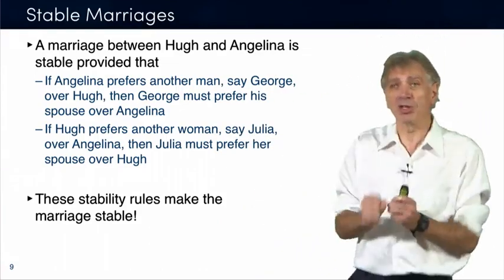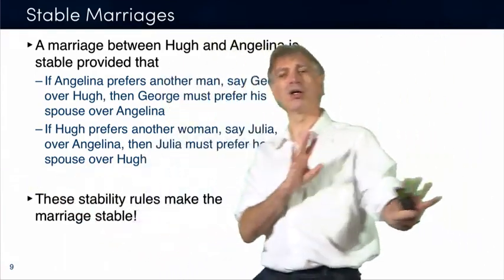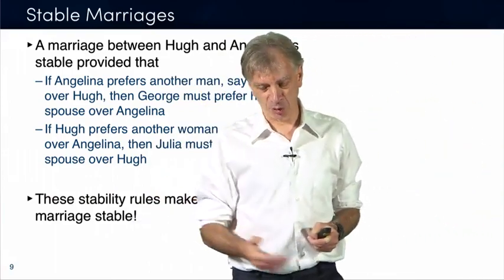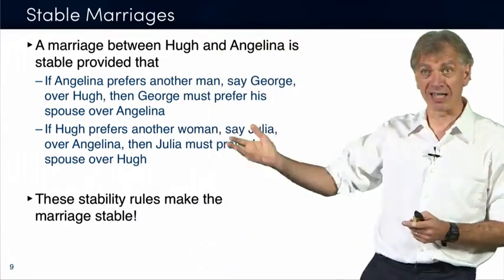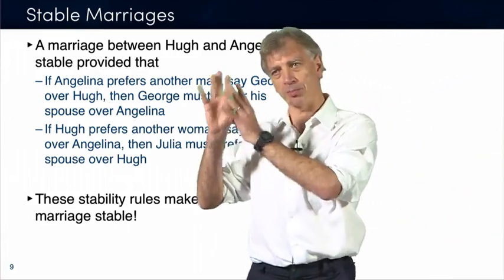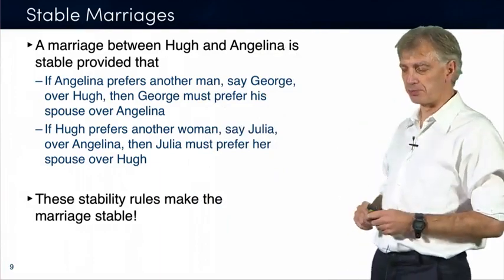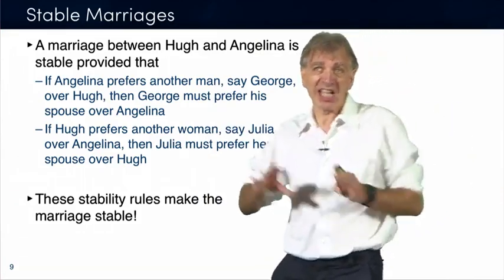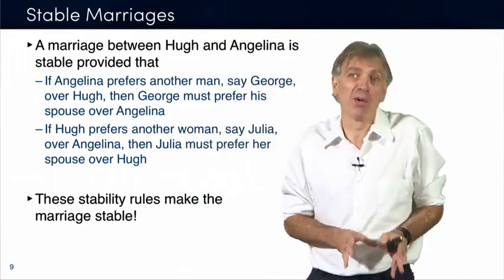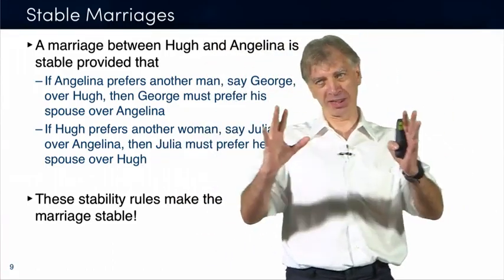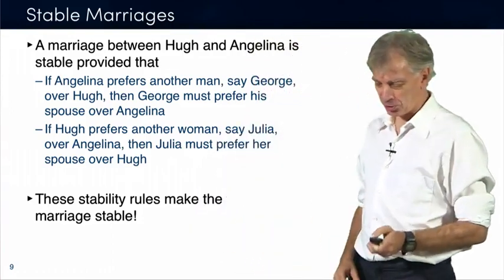So Angelina wants to switch to George, but George says, no, I'm fine. And of course, you have to have the opposite rule. So if Hugh prefers another woman, let's say Julia, over Angelina, then Julia must prefer her spouse over Hugh. So in a sense, Hugh and Angelina may not be very happy. They both want to switch, but they can't. They are stuck together. So that's why the marriage is stable. So that's what we want to do.